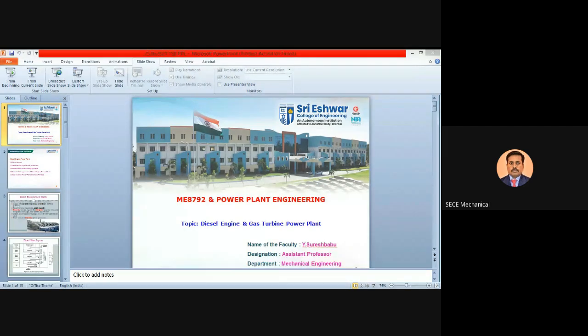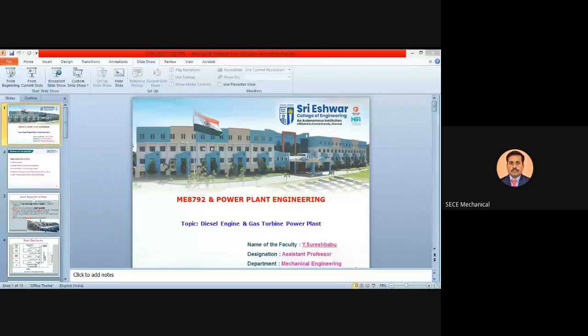Also, if your power capacity requirement is very low, you can go with this kind of power plant. Power can be generated in a small quantity within a short period of time. You can develop or produce the power quickly. That is one of the main advantages of the diesel engine power plant.